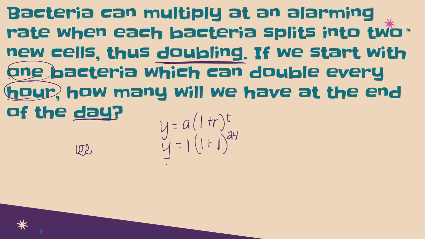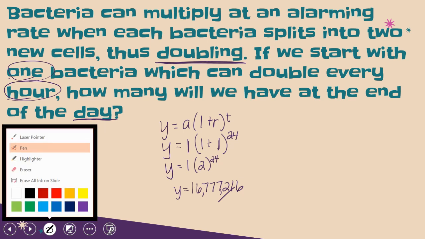I want to start this by working in the parentheses. I'm going to start with 1 plus 1 is 2. Then I'm going to take 2 to the power of 24. And I'm going to get 16,777,216. Multiplied by 1 is the same thing, so I don't really need to multiply by 1. I'm just going to take my number, make sure I get the right amount here, and I'm going to get 16,777,216.